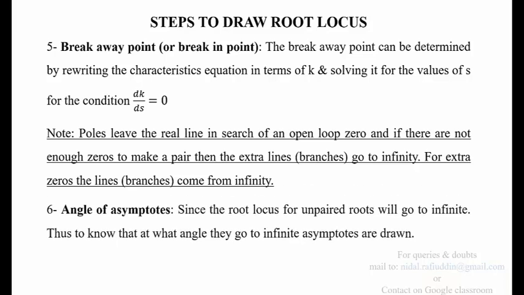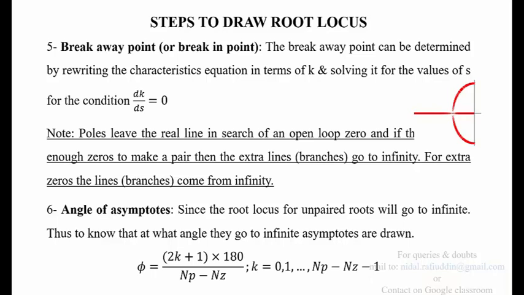Now rule number 6 talks about the angle of asymptotes. So what are asymptotes? An asymptote of a curve is nothing but a line such that the distance between the curve and the line approaches zero as they go towards infinity. Asymptotes come into the picture when there are extra poles or zeros which are unpaired. Since the root locus for unpaired roots will go to infinity, to know at what angle they go to infinity, asymptotes are drawn. And they are given by this expression: phi is (2k plus 1) into 180 divided by (np minus nz), where k is 0, 1 up till np minus nz minus 1.